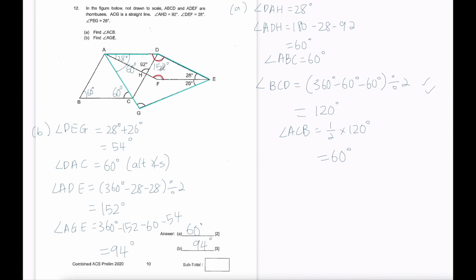Just remember all four-sided shapes add up to 360 degrees, and know the properties of a rhombus really well, because it helps us. We literally used it twice. And that's it. Let's move on to question 13.